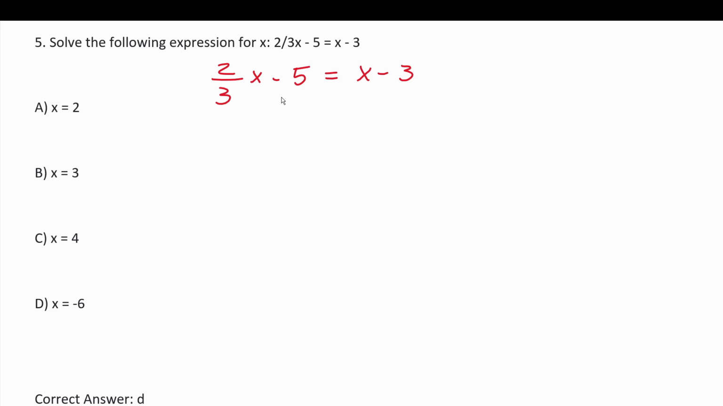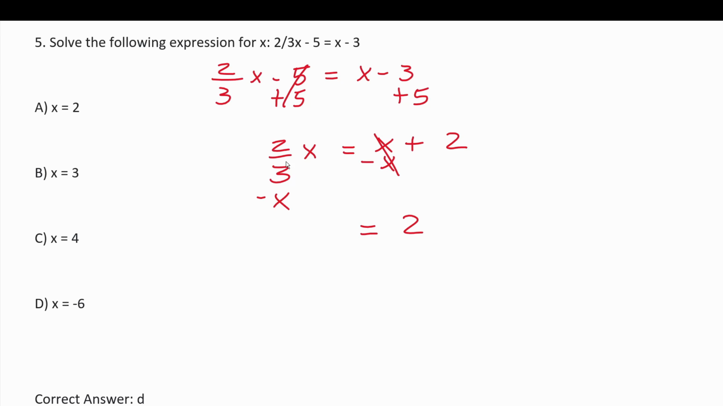So the very first thing I want to do is move this 5 over here. This will cross out, leaving you with 2/3 x equals x. Negative 3 plus 5 is positive 2. All right, now we want to move this x over here. So we're going to subtract x from both sides. This will cross out here, leaving you with just 2 on this side.